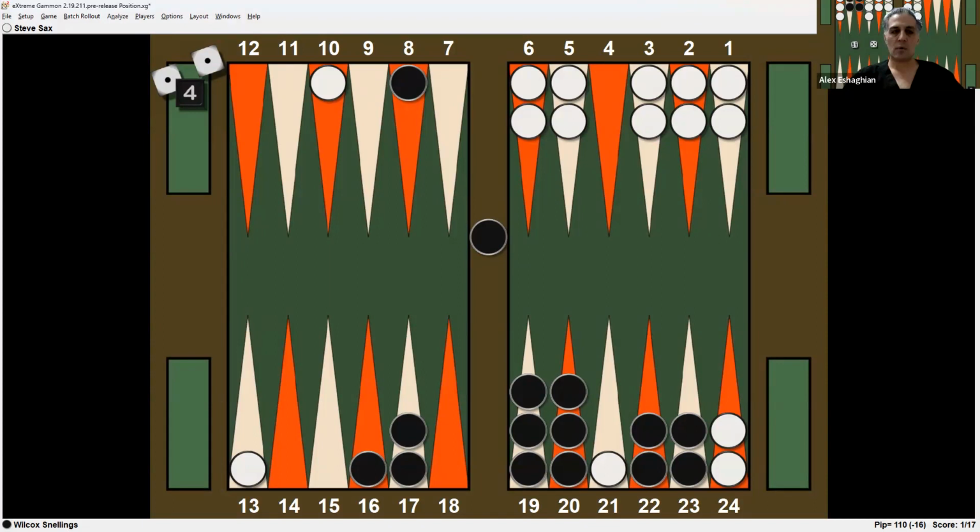This is a 17-point match, and Steve is leading with a score of 4-1. So that's 13 away, 16 away. Steve owns a 4 cube, and he's considering redoubling to 8. Steve is playing the white checkers at the top and Wilcox the black checkers at the bottom.